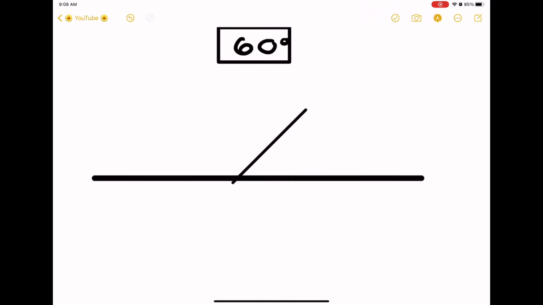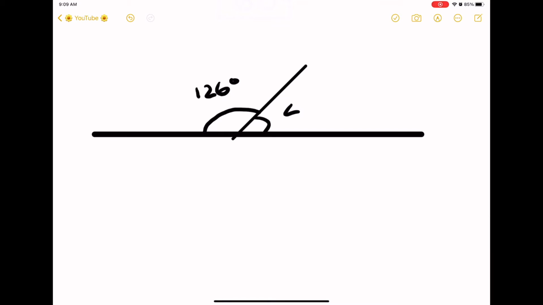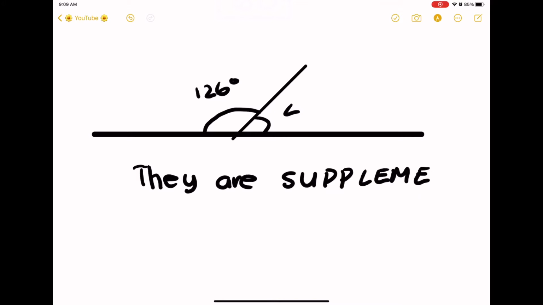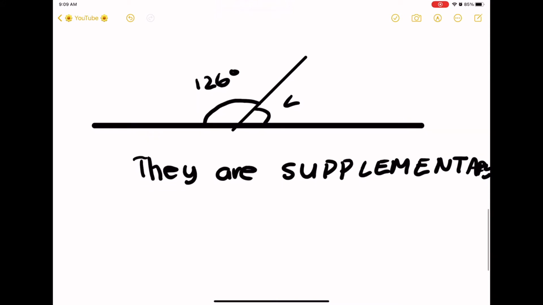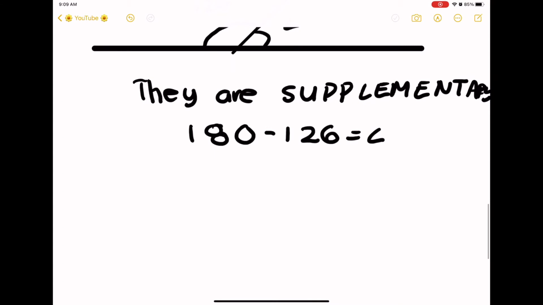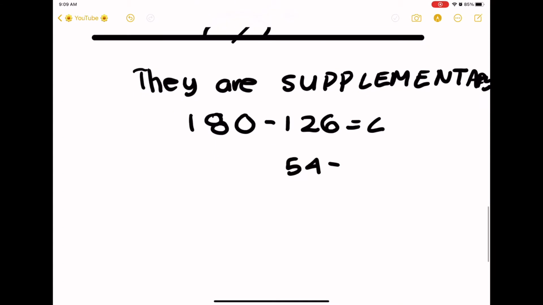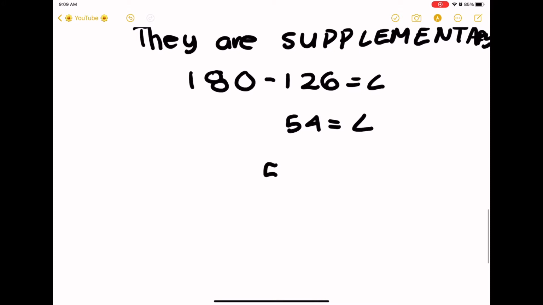And we can do the same with supplementary angles. Let's say we have this one, it's 126 degrees. How about this angle right here? Well, instead of 90 degrees, we will take 180, subtract 126, and receive what that other angle is. And we know that it will equal 180 because it says that they are supplementary angles. So when we subtract 180 and 126, we'll get 54. And 54 degrees is the missing angle.